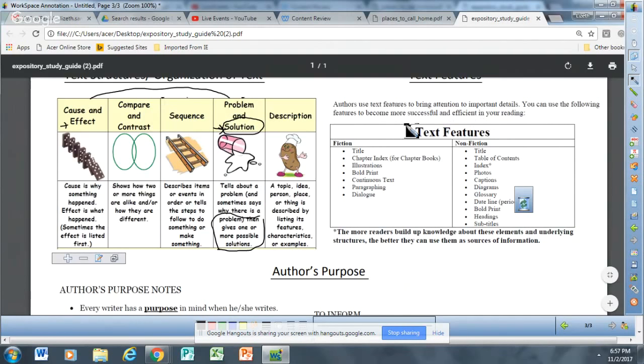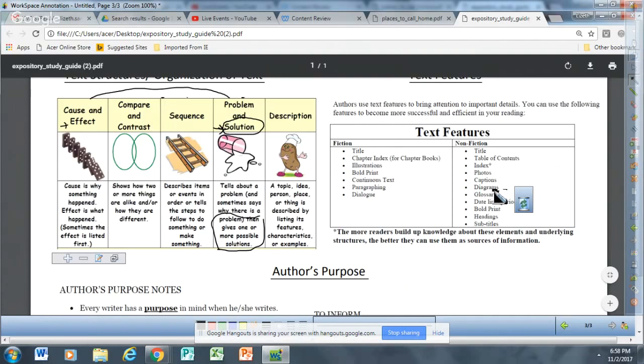Okay, so text features. The thing you need to know about text features is, one, how to identify them. Titles, subtitles, indexes, all of these are for fiction, but for expository text or nonfiction, we have titles, table of contents, indexes, photos, captions, diagrams, glossaries, timelines, bold print, headings, subtitles. Can we have more? Yes. Maybe we'll have italics.